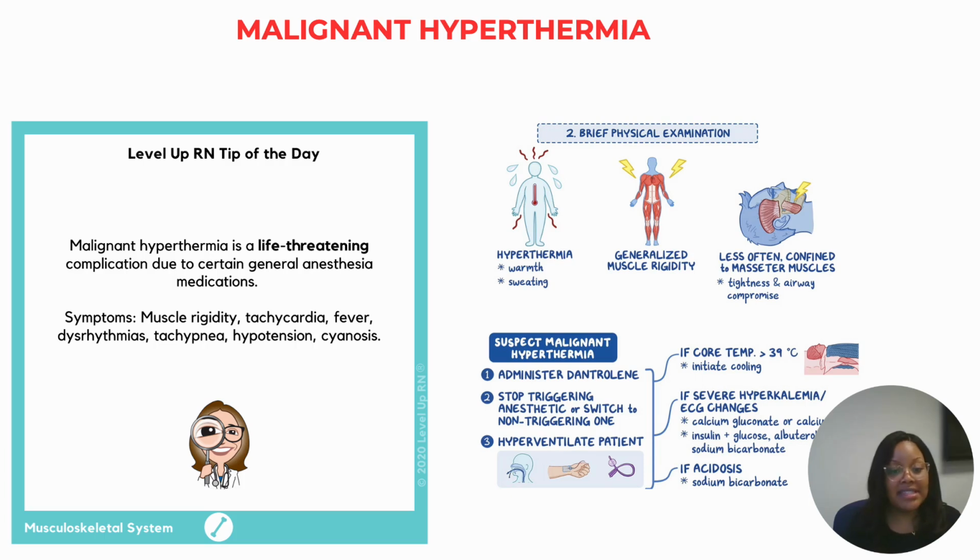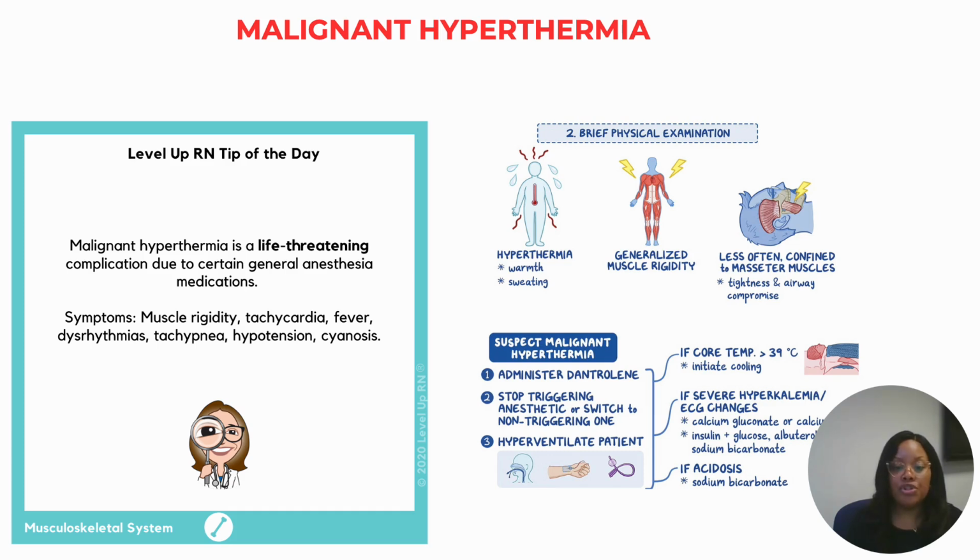But what happens is the patient starts to spiral down. So the patient has muscle rigidity, so that means stiff as a board, right? Tachycardia, fever, dysrhythmias, tachypnea, hypotension, stenosis. The patient starts to plummet. So this is an emergency.